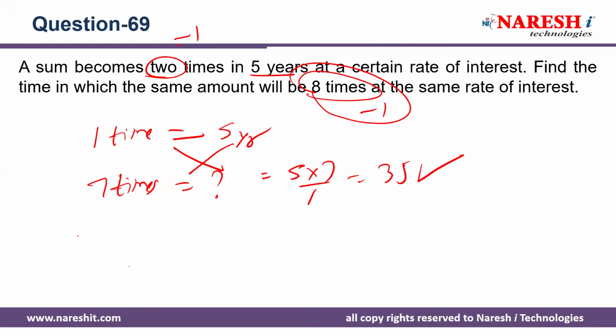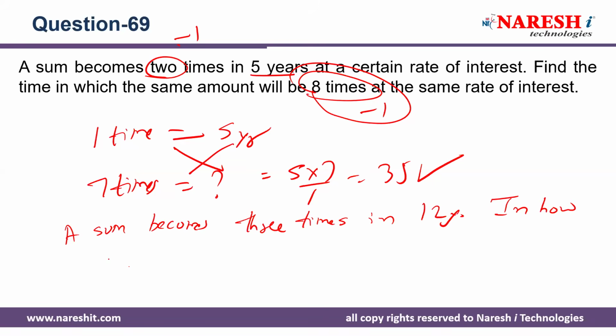Those who did not understand, I'll give one more question. You tell me. If a sum becomes three times in 12 years, in how many years does it become 10 times? Find this answer.